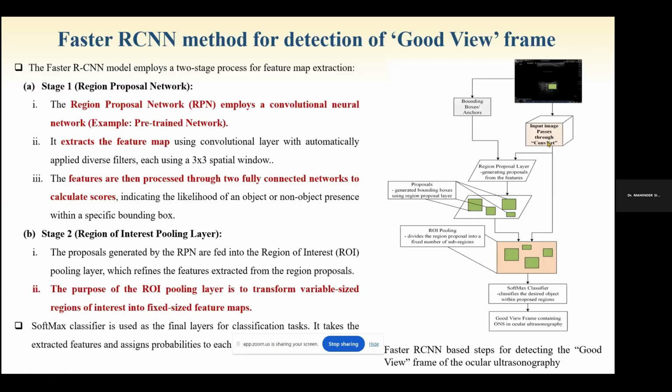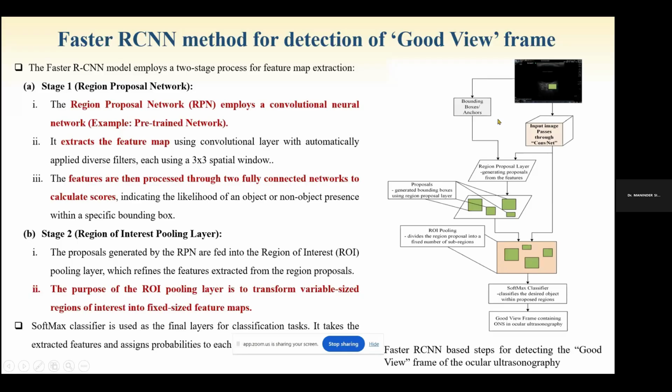In ResNet also, we use ResNet 50 and ResNet 101 models to extract the features. So the input image passes firstly through this convolutional network, along with the bounding boxes which we have created. Based on some predefined grid system, we generate bounding boxes.